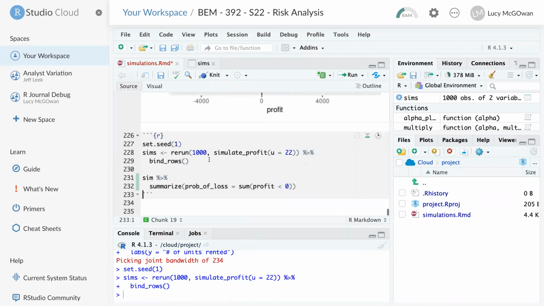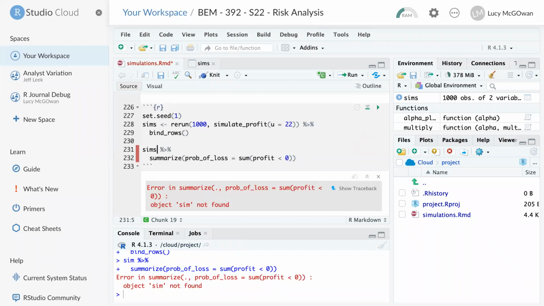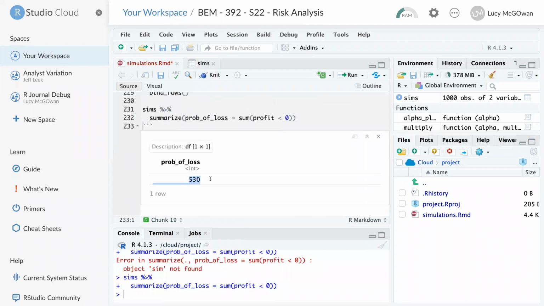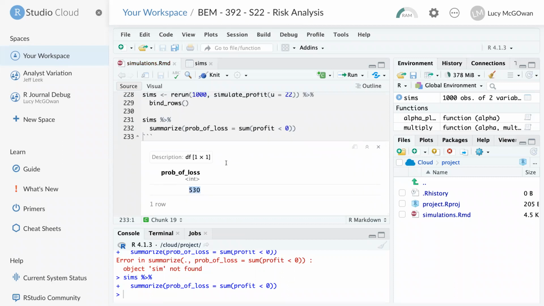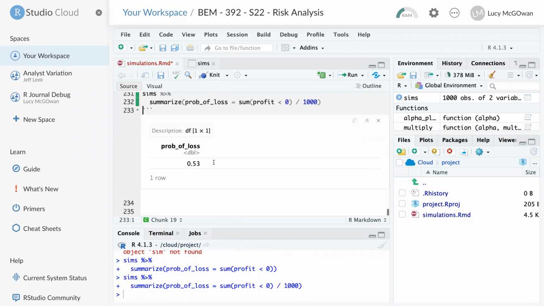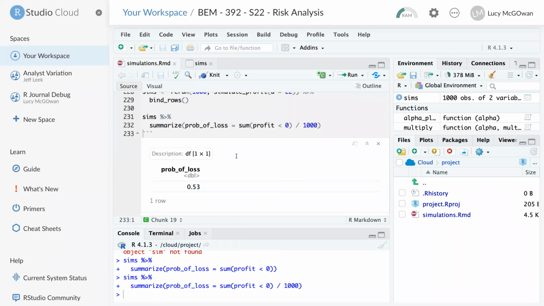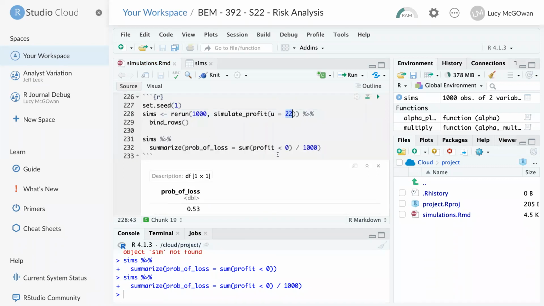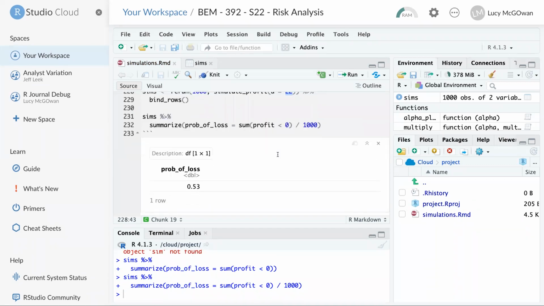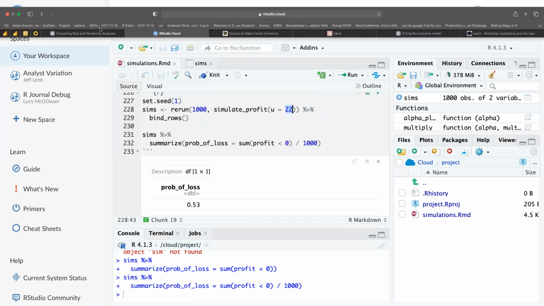Yeah, so if I just run that, oops, seems to be Sims. If I just run that, I get a number, so 530. That means that 530 times the profit was less than 0. And I can divide that now by the number of runs, 1,000, to get my probability. So now it's 0.53, which indicates that if I have 22 rental units, my probability of losing money is 53%. So that's pretty bad. It's not totally ideal.